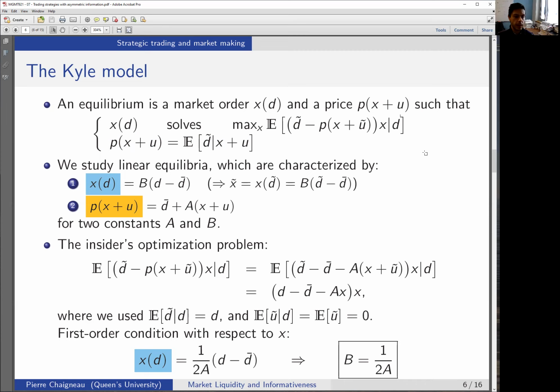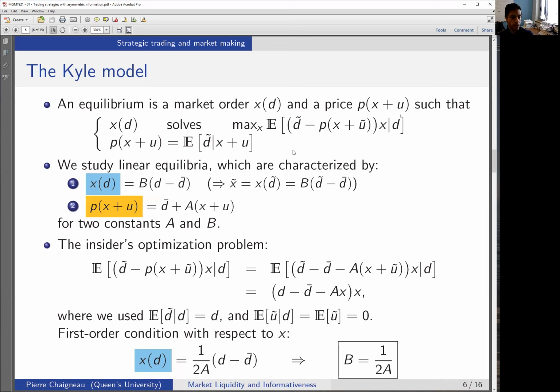Okay, so how do we solve this model? It's like with the Grossman and Stiglitz model. We need to postulate a linear equilibrium. Why is that? The problem is that to determine the optimal demand of the insider, we need to know what the price will look like. But to determine what the price will look like, we need to know what will be the optimal demand of the insider. So we need to start somewhere.